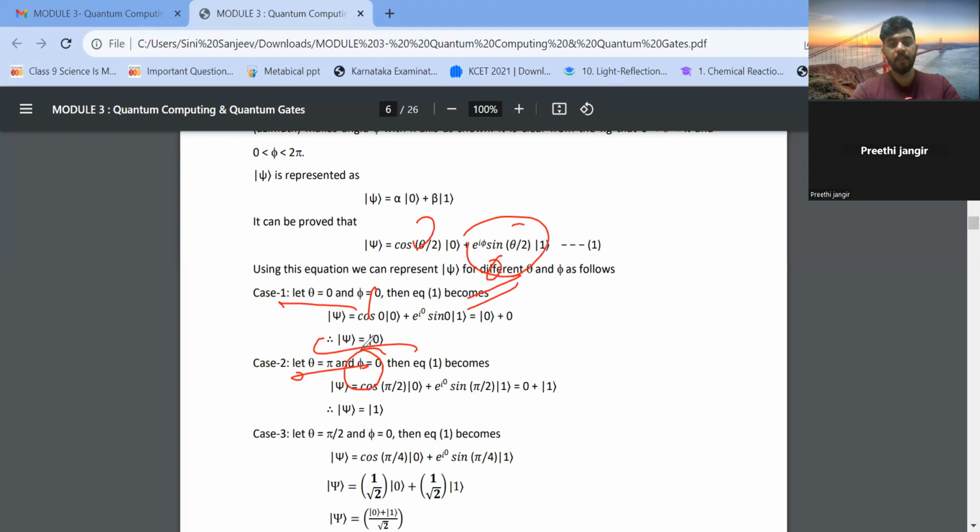Second case, if I put theta equal to pi, 180 degree, and phi is always 0. What is cos 90? Cos 90 is 0, so this full term is 0. What is sin 90? 1. 1 into 1 is 1. So I'll be getting psi equal to 1.